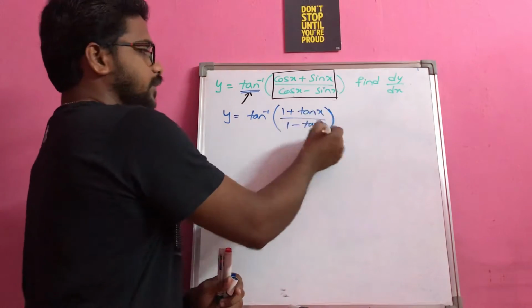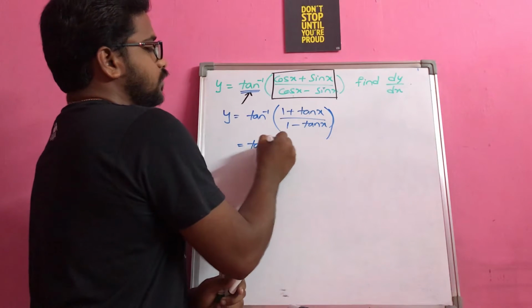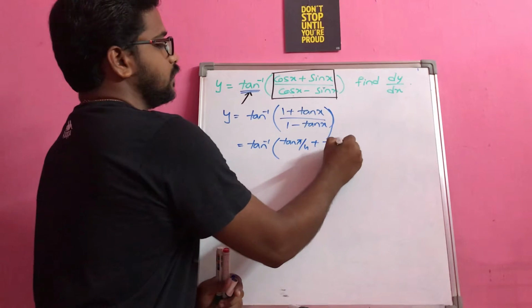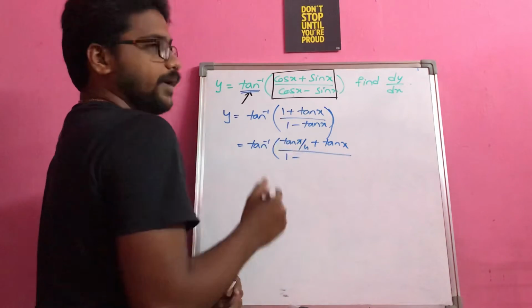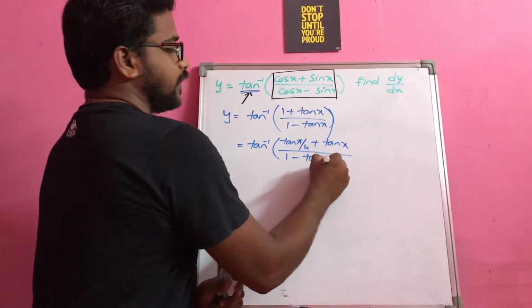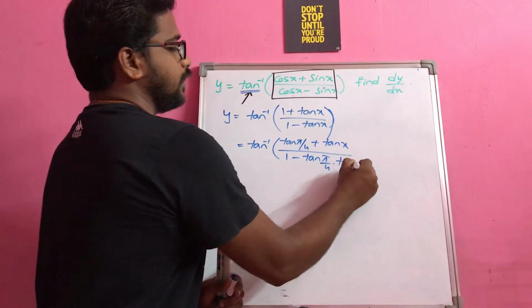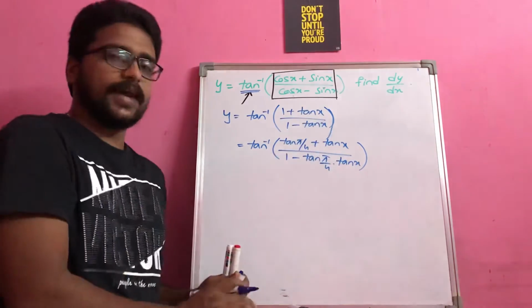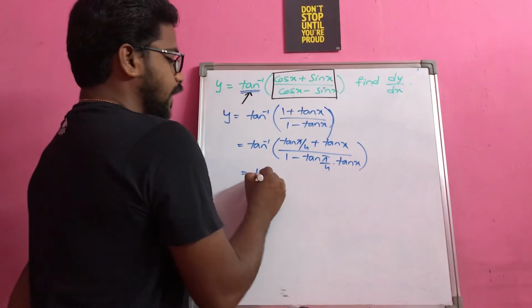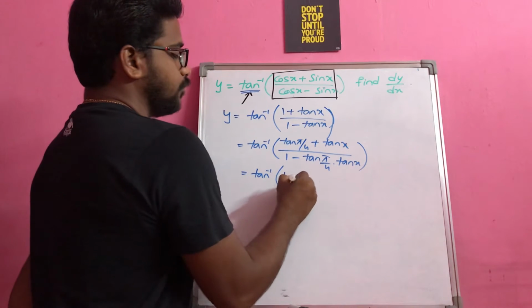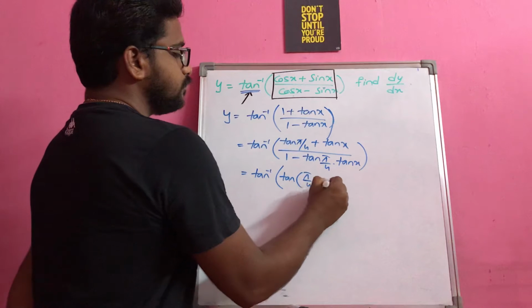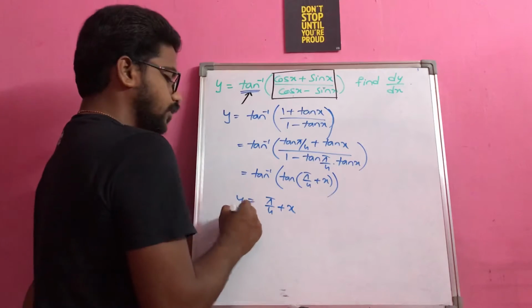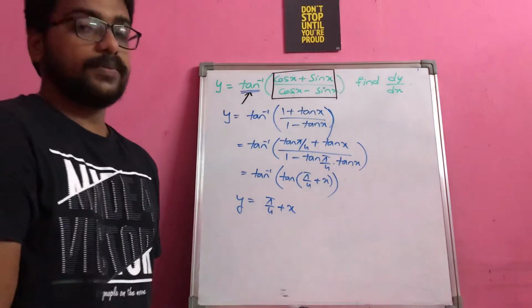Now you can just observe here, this is nothing but tan inverse of, this 1 can be written as tan pi by 4, plus tan x, whole divided by 1 minus, this can be written as tan pi by 4 into tan x, because tan pi by 4 is anyway 1, into tan x is anyway tan x again. So this is nothing but tan inverse of tan of pi by 4 plus x, right? So tan inverse and tan will get cancelled, and you get y is equal to pi by 4 plus x.